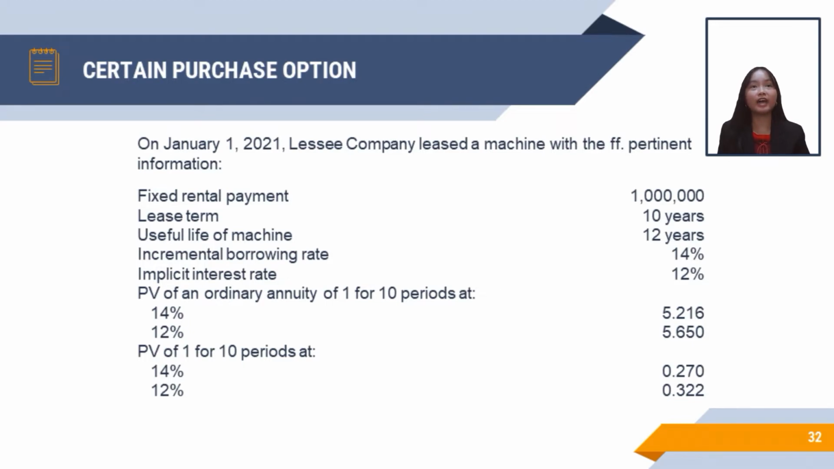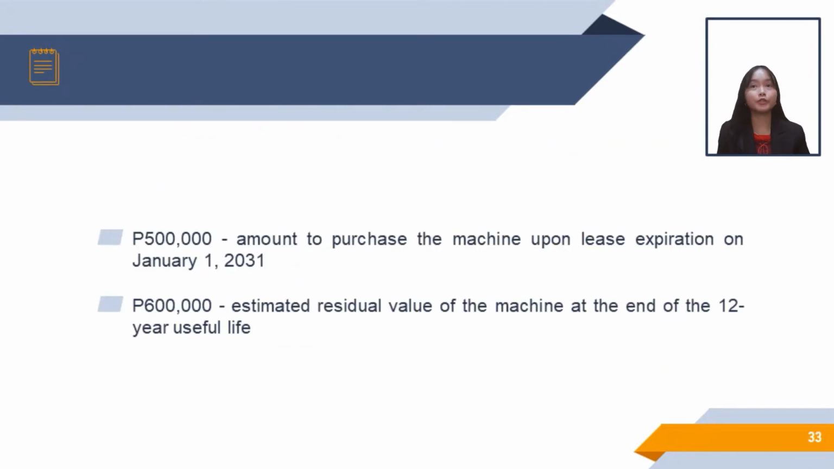Present value of an ordinary annuity of 1 for 10 periods is 5.216 at 14% and 5.65 at 12%, and present value of 1 for 10 periods is 0.27 at 14% and 0.322 at 12%. Lessee Company had the option to purchase the machine upon lease expiration on January 1, 2031 by paying 500,000 pesos. The lessee is reasonably certain to exercise the purchase option at the commencement date of the lease. The estimated residual value of the machine at the end of the 12-year useful life is 600,000 pesos.